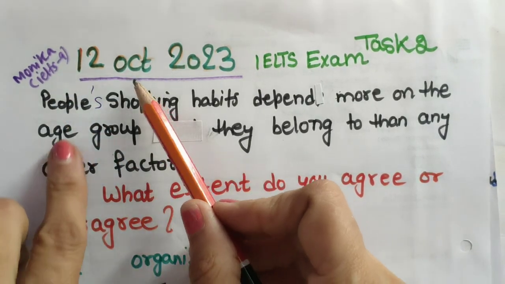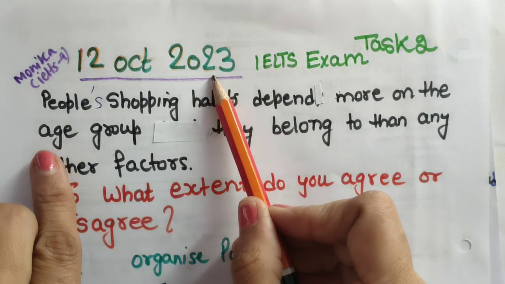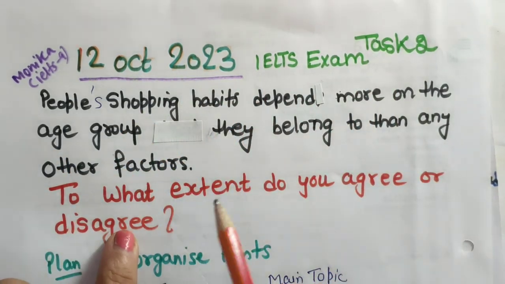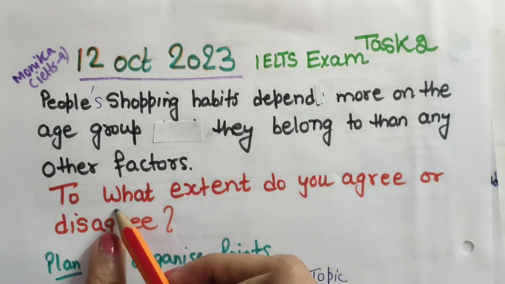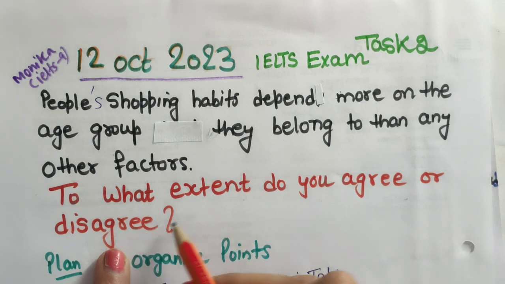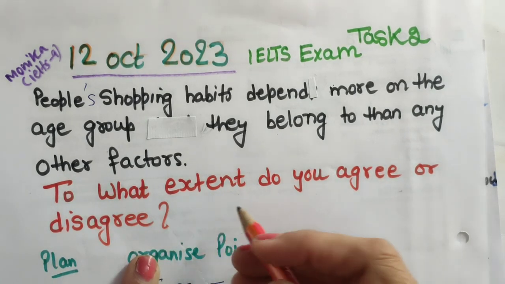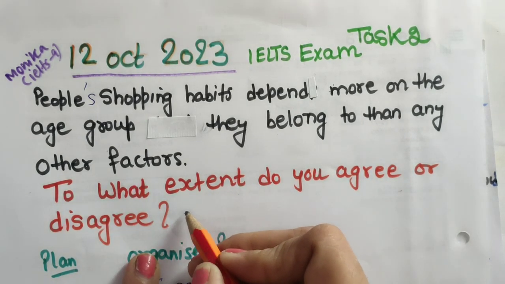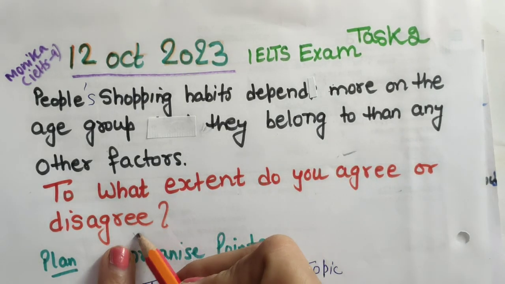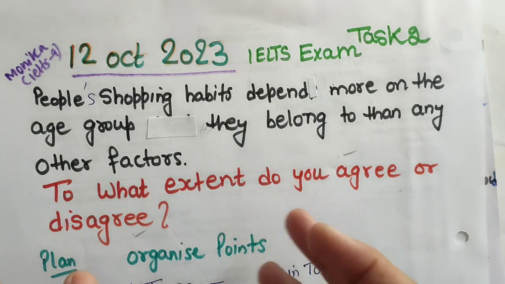You can see this 12th October 2023 IELTS exam writing test 2 question was this. In this video we will discuss how to write to what extent do you agree or disagree. There is a confusion actually. Some people are asking whether we have to go for fully agree or fully disagree, and what kind of statement we can give.